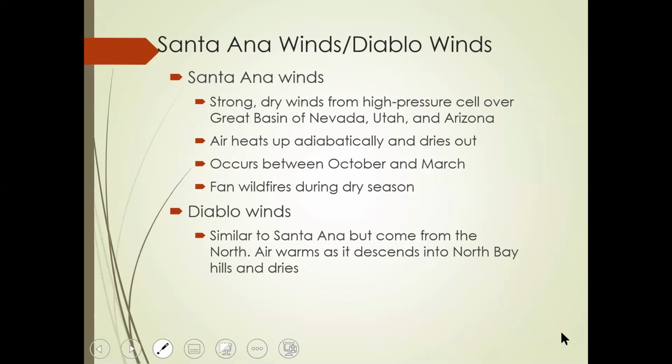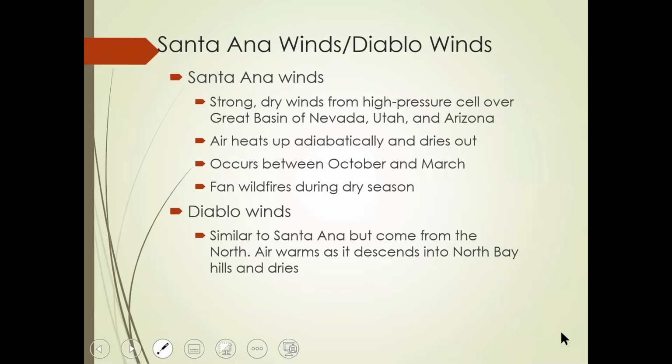So then there are the Santa Ana winds. They're strong, dry winds that blow out of the high desert of Nevada, Utah, Arizona toward the lower pressure off the California coast. Usually at their height in October and March, that's when they commonly occur. So the air is coming from these higher elevations to lower elevations. So you know what's going to happen.